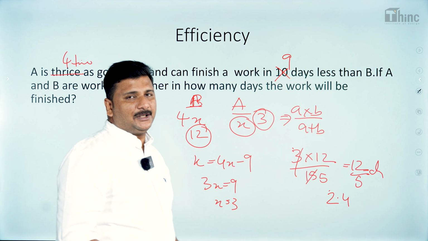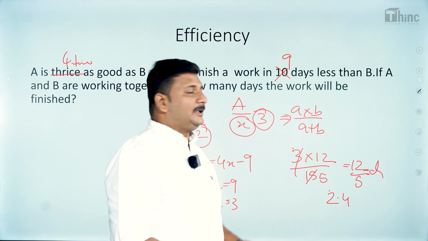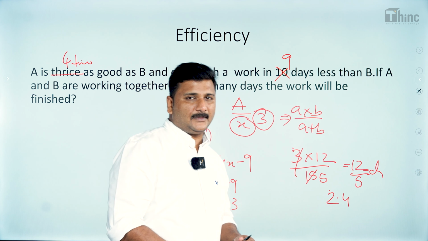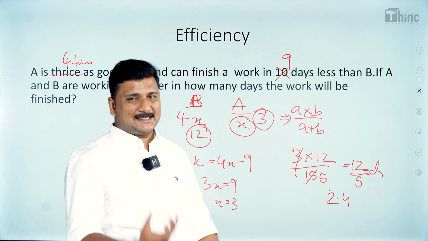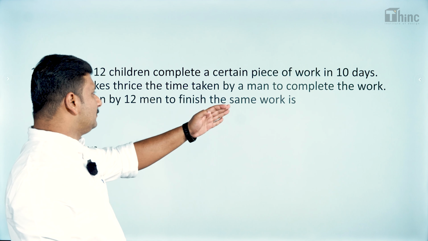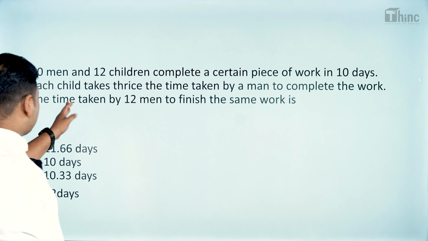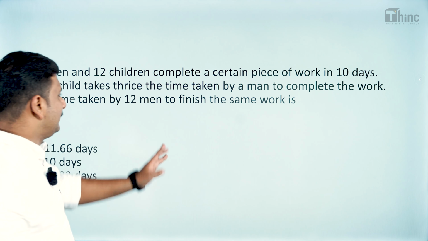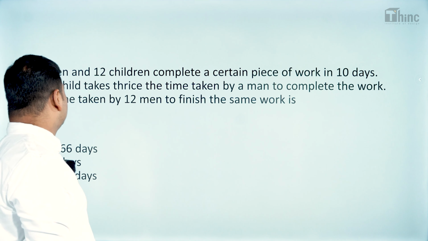So this is how we can make use of the concepts based on efficiency in questions like this. So now we are moving on to the last type. So 10 men and 12 children can complete a piece of work in 10 days. Now a child takes thrice the time taken by a man to complete the work. The time taken by 12 men to finish the same work is a question.